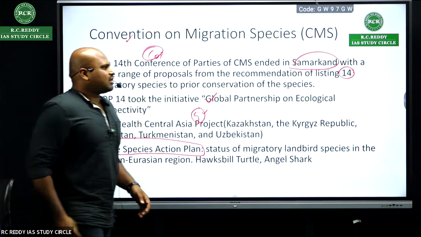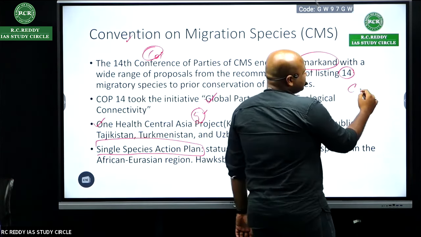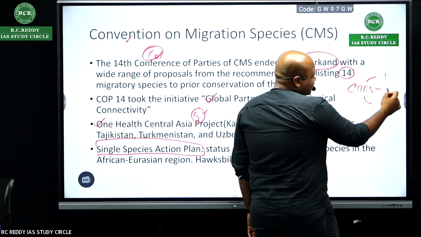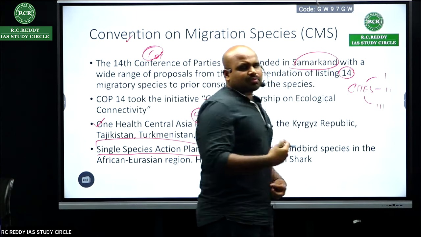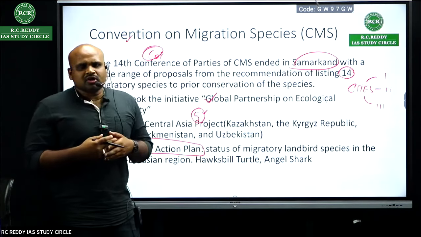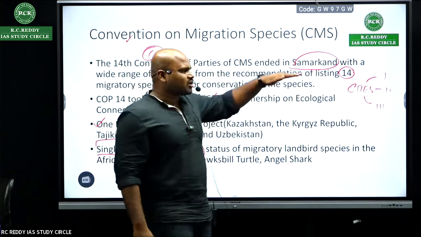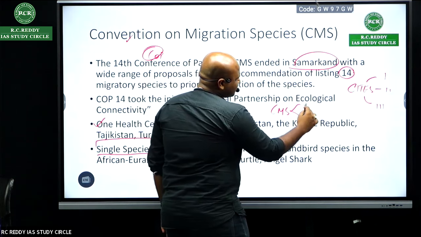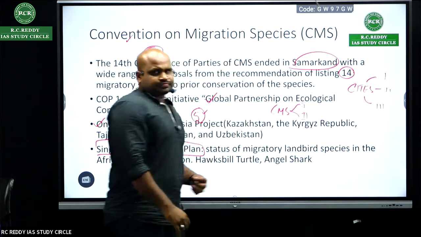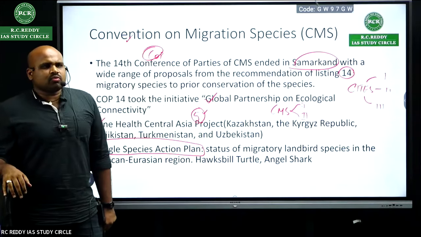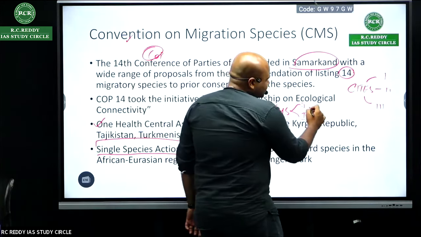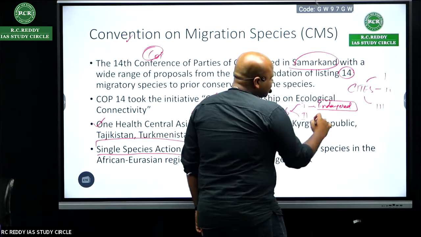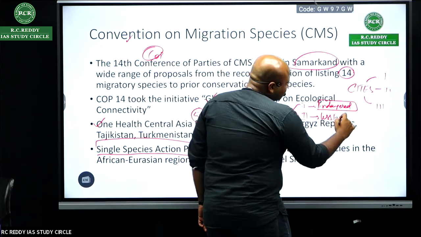Now, one more small thing you'll have to understand: in CITES, we generally have 3 appendices: appendix 1, appendix 2, and appendix 3. Depending upon how endangered the species is, it is accordingly arranged. In the context of CMS, we have 2 appendices, appendix 1 and appendix 2. What is the variation? More endangered migratory species are placed in appendix 1. Less endangered are placed in appendix 2.